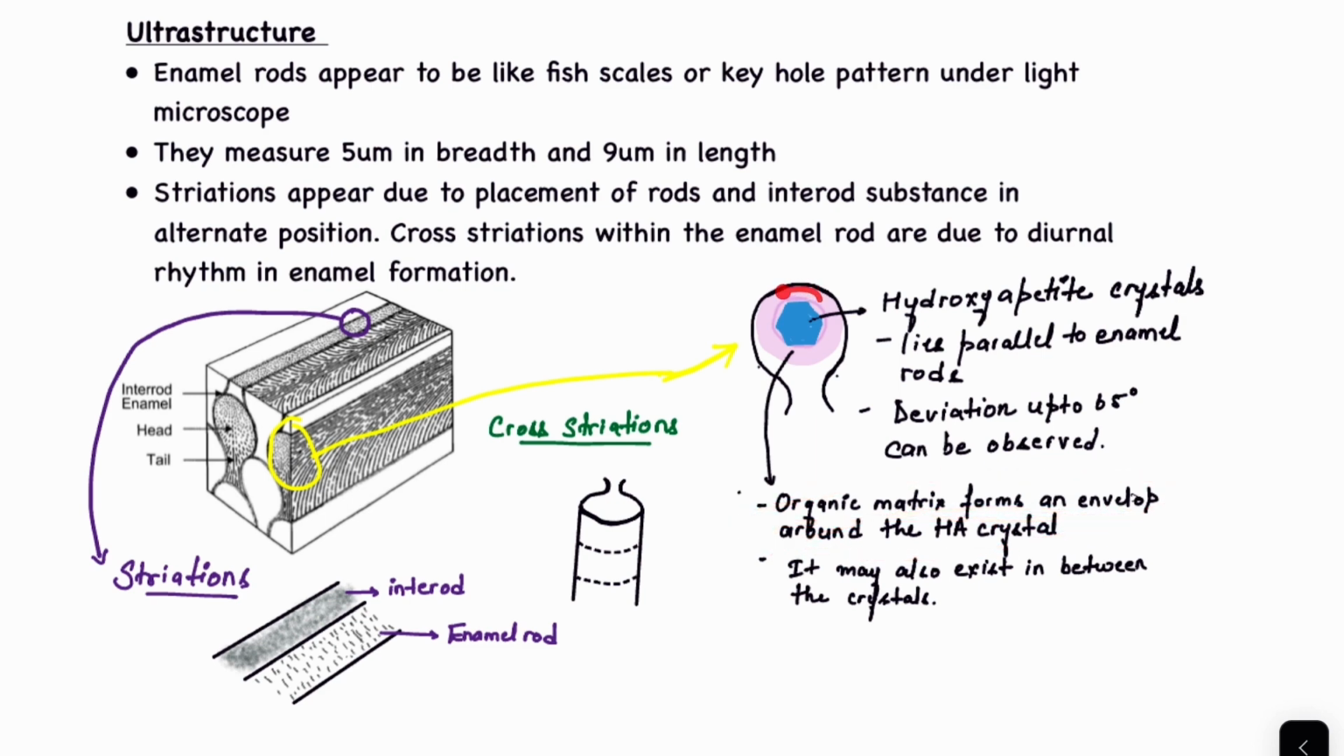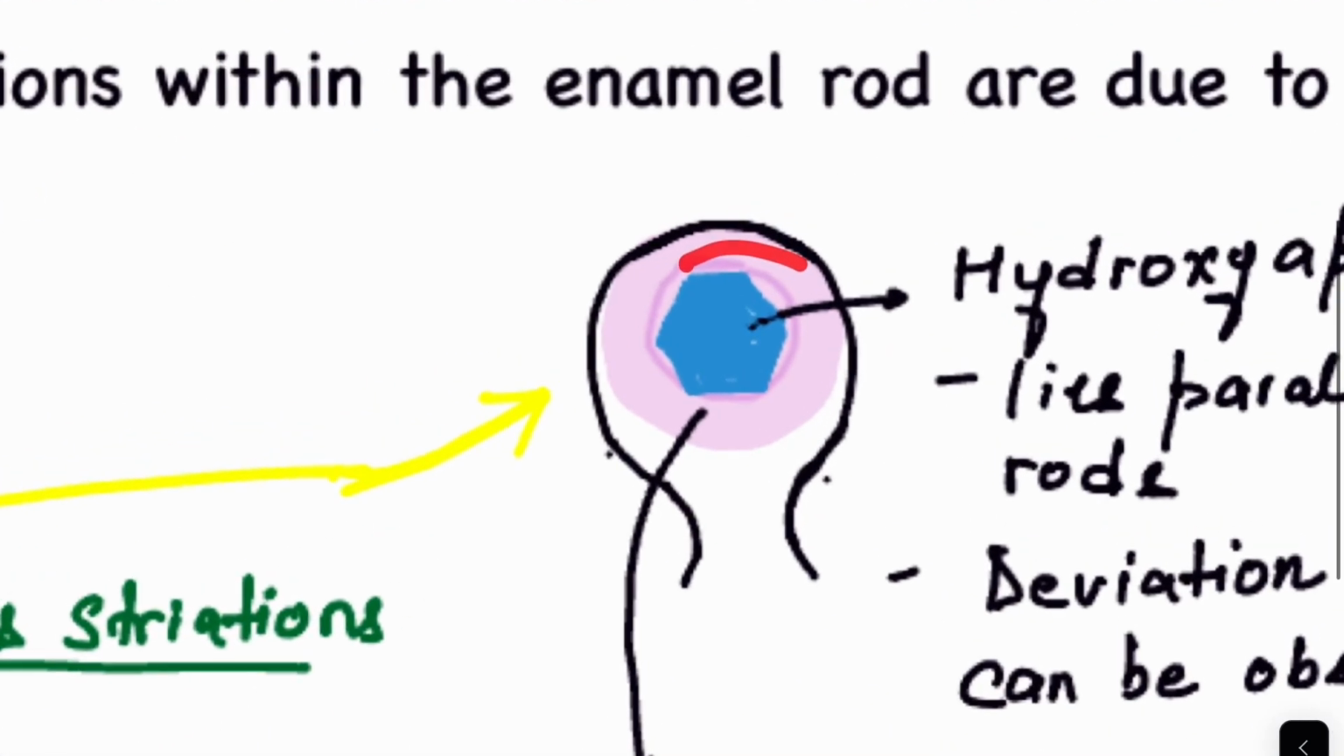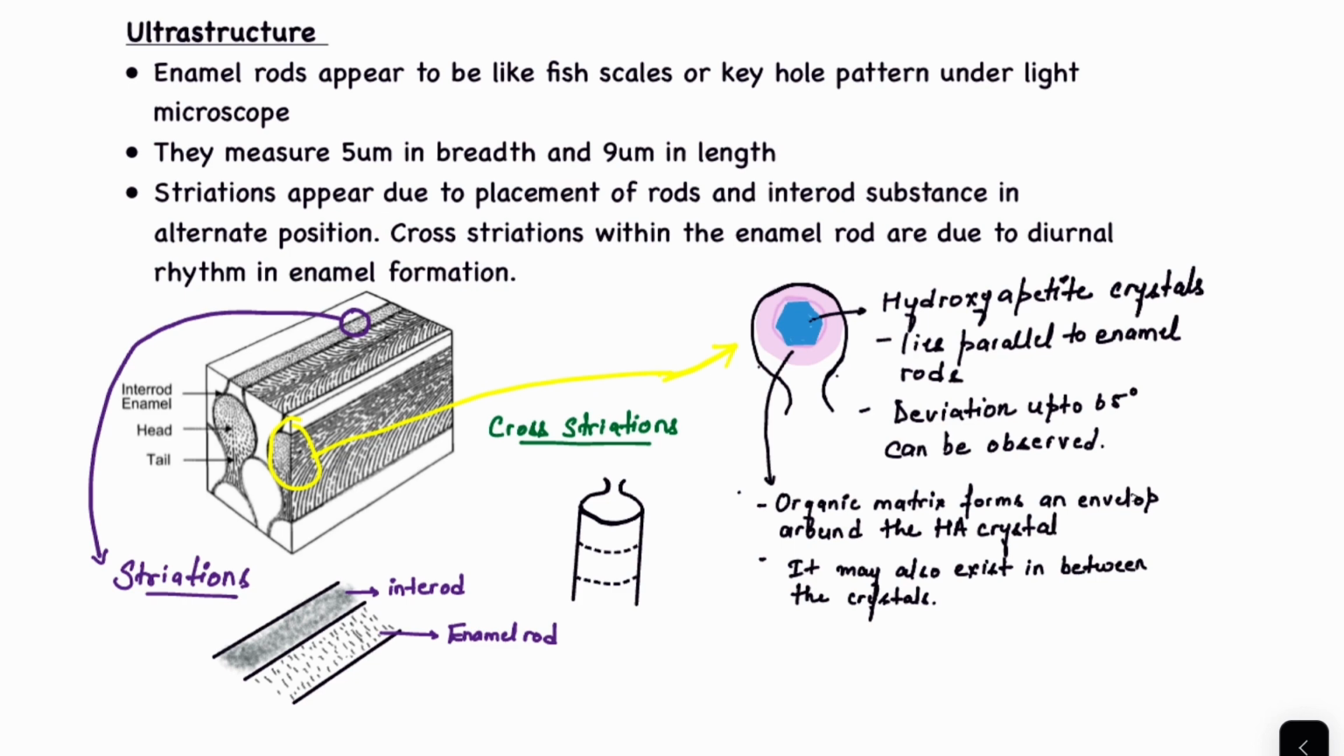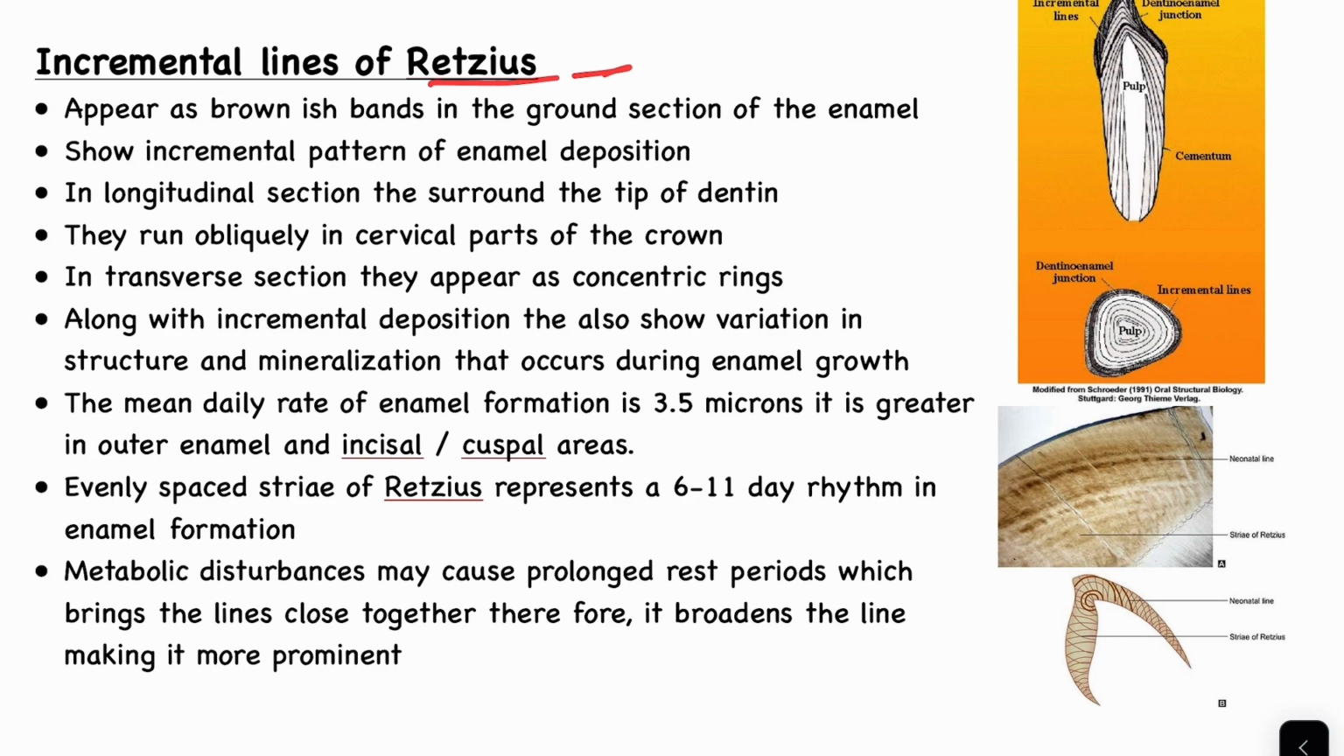Whatever we had, there was only 4% organic material, and that organic material forms a kind of sheet over this hydroxyapatite crystal. This is where the organic material lies. It may also exist in between the crystals. So there is one crystal and then there will be organic material, and on top of this there will be another crystal. So organic material lies around the crystal and on top of or below the crystal. Okay, so this is the ultrastructure of enamel, and I'll start from incremental lines of its size from the next video.